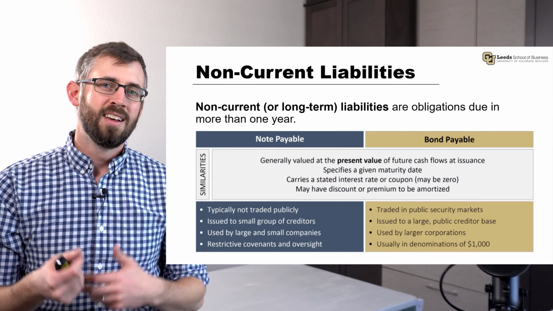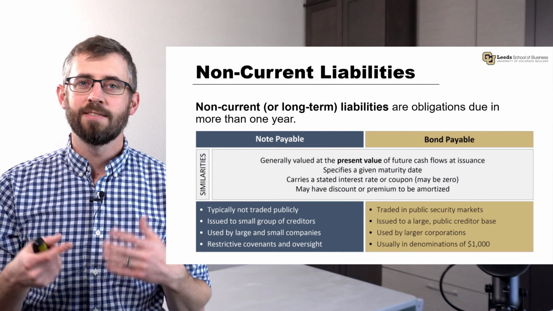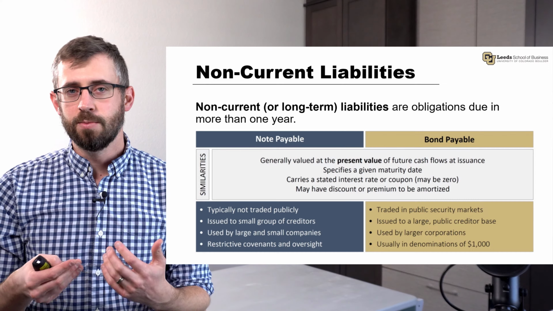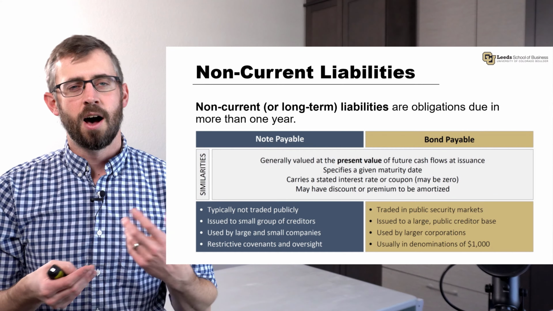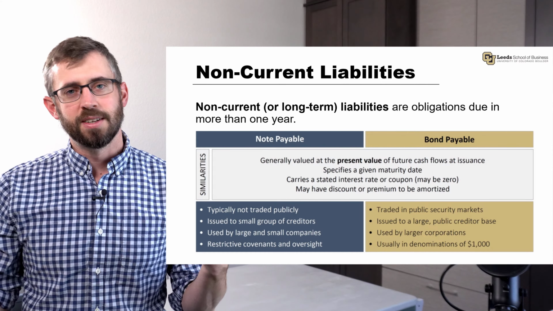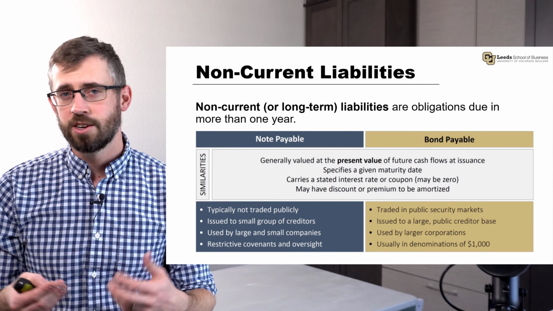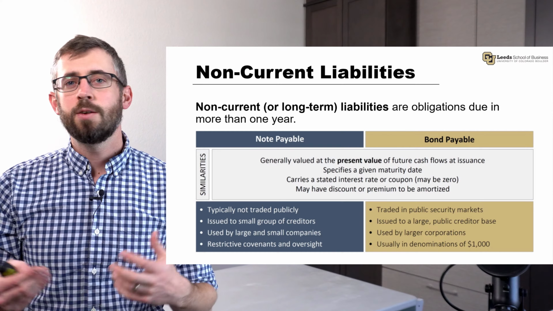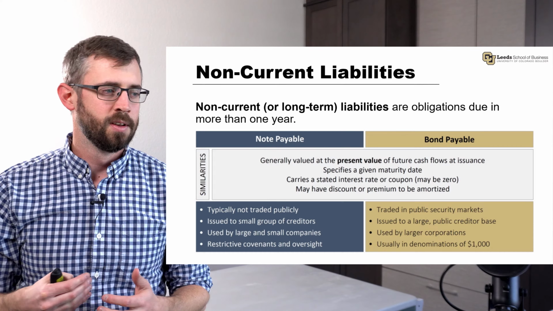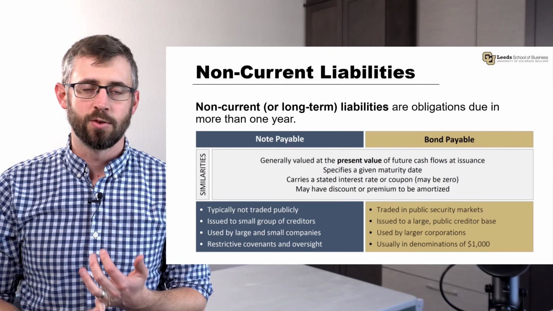It's more in the economic details of how these work that they differ a little bit. Notes payable are contracts with one or maybe a few parties that are going to lend you money. So this is usually with banks, maybe with some other company at some point, but usually with one bank or a series of banks that decide to get together and loan you some money. So this is issued to a small group of creditors. These are not traded publicly. And these could be used by large or small companies because you only have to negotiate with a handful of parties. But within these, there are covenants and oversights because the banks want to be protected.